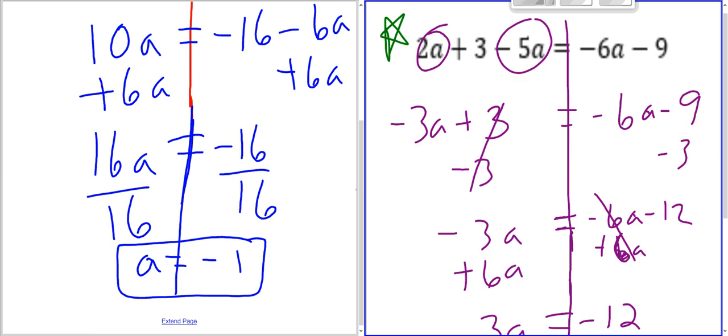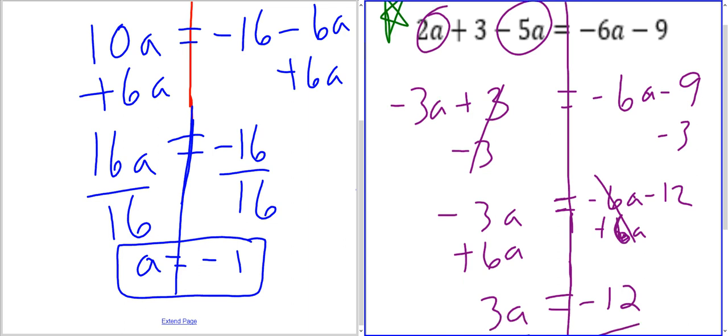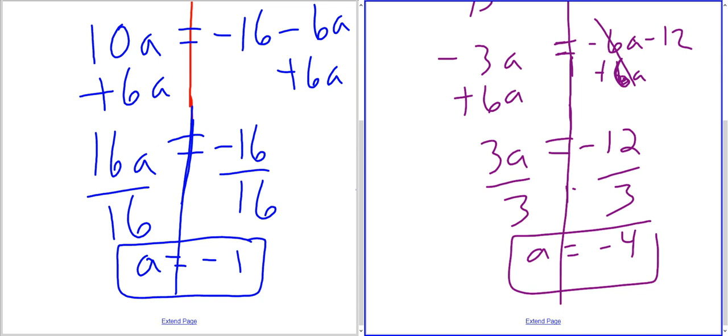So hopefully you paused and had a chance to work that one out. First, you combine 2a minus 5a gets you negative 3a plus 3 equals negative 6a minus 9. Subtract 3 from both sides, so that gets you negative 3a equals negative 6a minus 12. Then add 6a to both sides to get rid of it, so that all your a's are on one side. So I get negative 3a plus 6a is 3a, and that equals negative 12. Divide both sides by 3, so a equals negative 4.